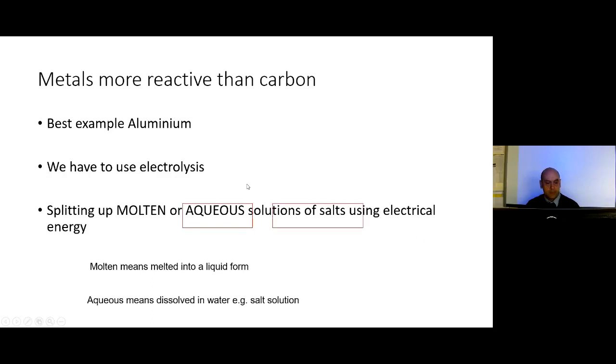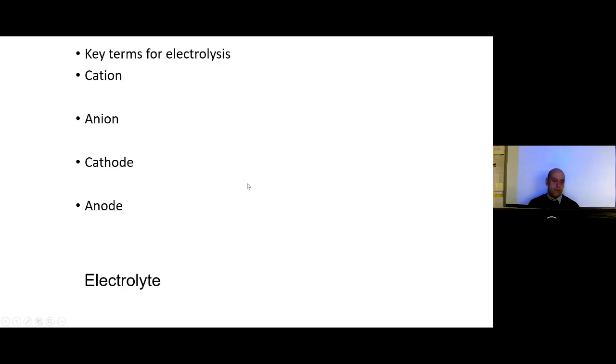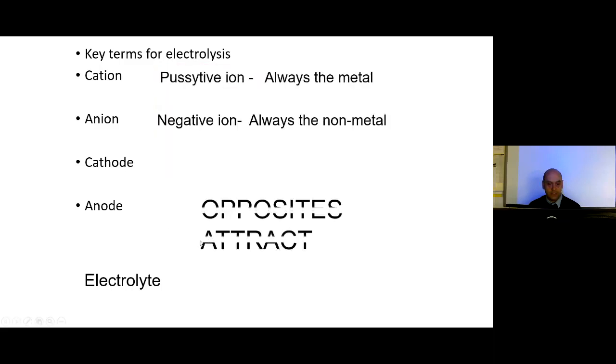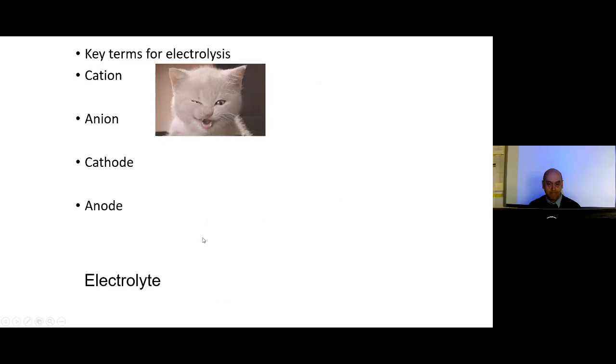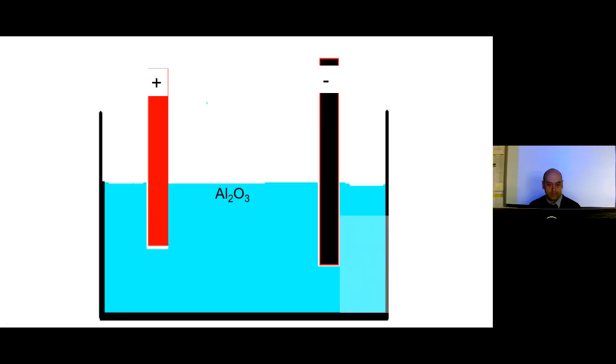Okay. So we have some really important terms when we talk about electrolysis, but I'm going to come back to those in a second. The cat will make sense in a minute. What I'm going to do is look at something like aluminium oxide. If I wanted to extract aluminium, as I say, we have to carry out electrolysis.